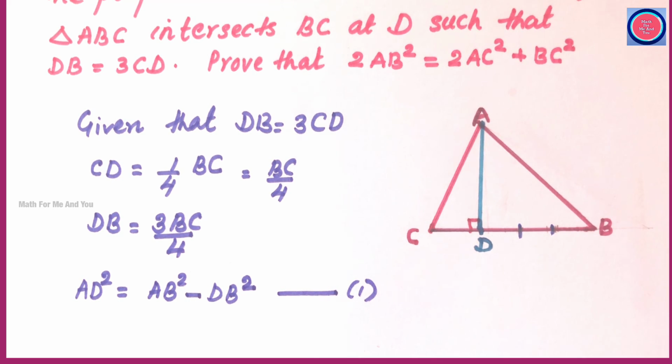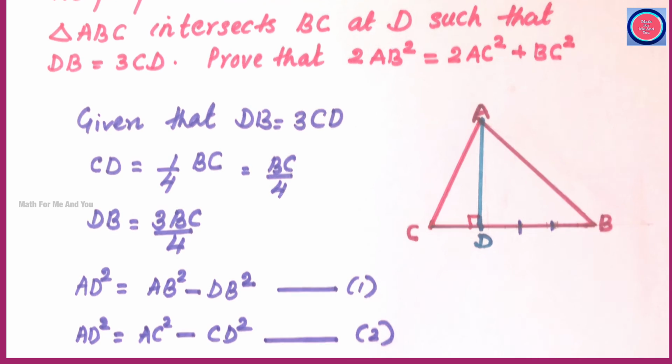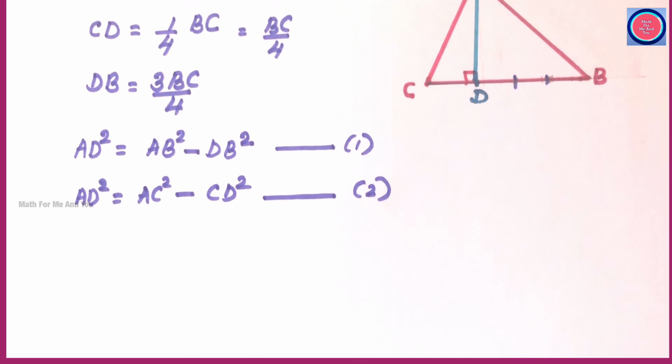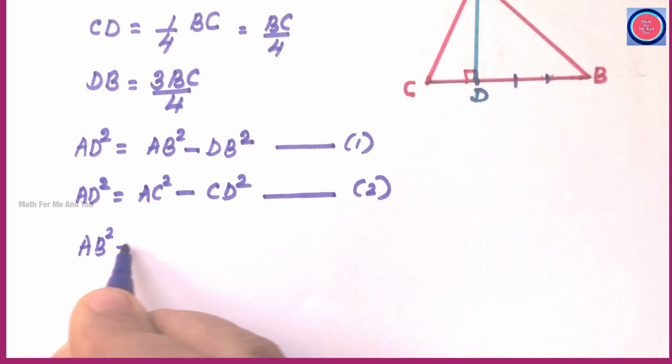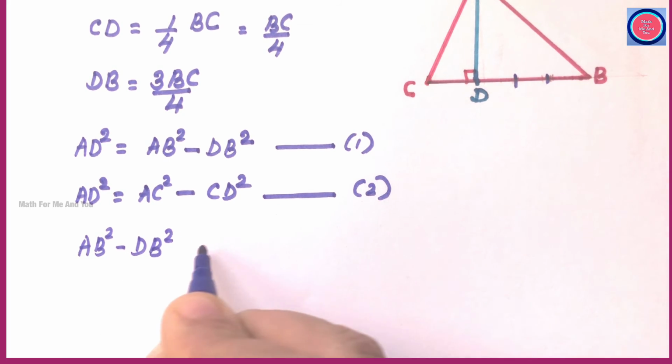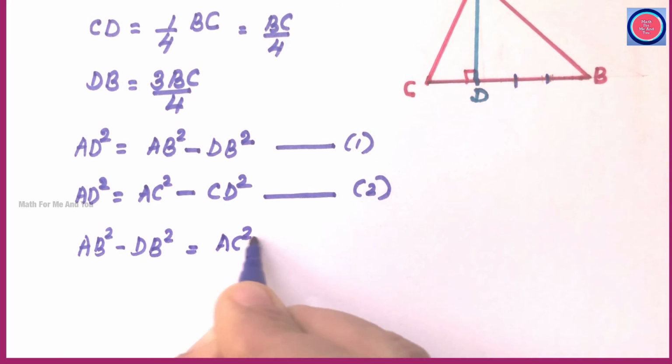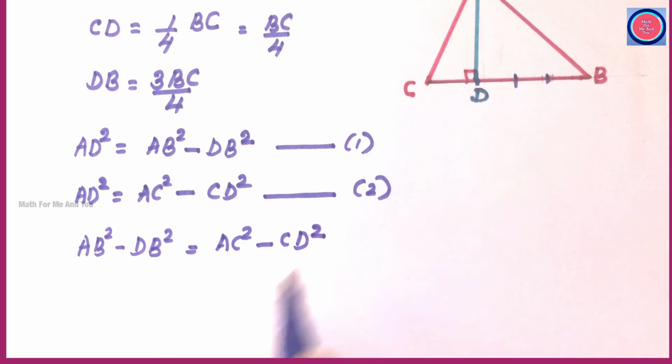The left side triangle is also a right triangle, ADC. AD we can calculate using Pythagoras theorem. AD square is equal to hypotenuse AC, so we could write AC square minus CD square. Equation number 2. In both the equations, left hand sides are the same. That means the right hand sides are also the same. We could equate them. AB square minus DB square, this is equation number 1, right side, is equal to AC square minus CD square, equation number 2, right hand side.